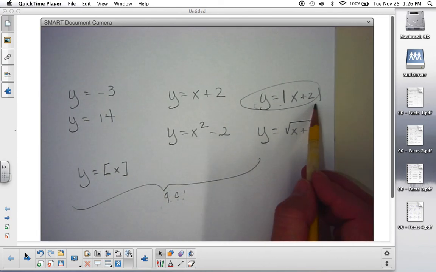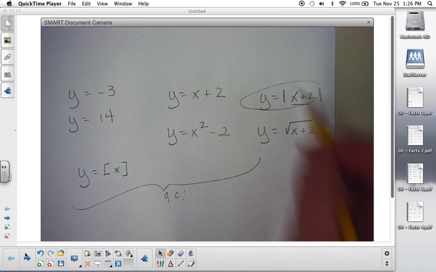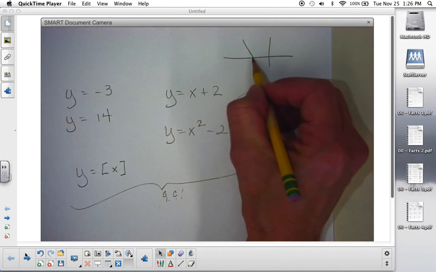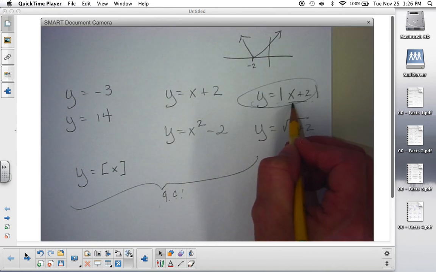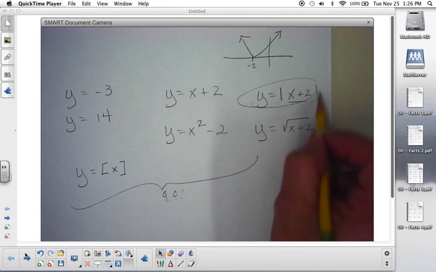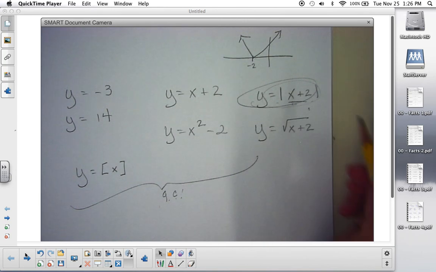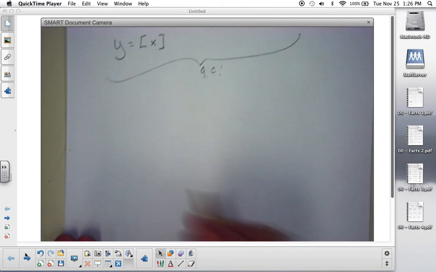The absolute value makes a V. Since this is +2, I know that this is going to be over here at -2, because this represents the left-right move, and it's actually the opposite of what it looks like, just like before. And then we had all that function notation.